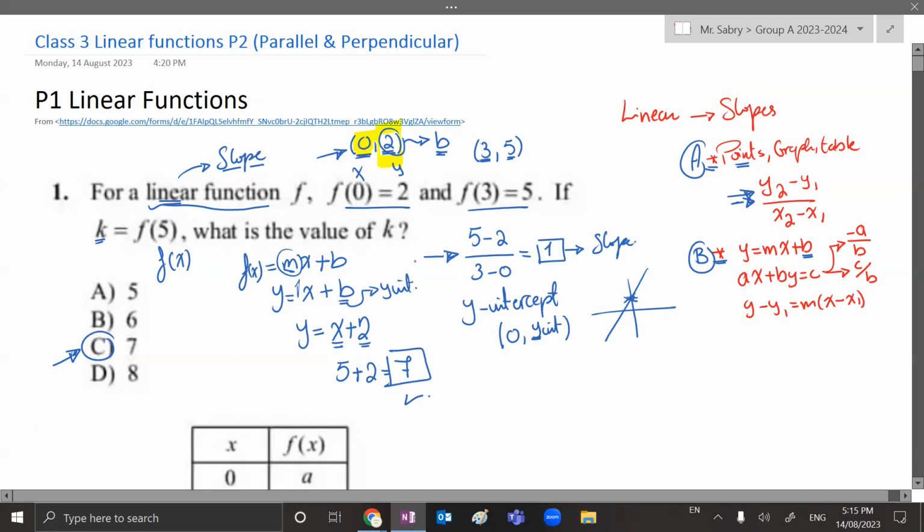Once I did that, I was able to substitute. They need f of 5. I substituted the x with 5 to find f of 5, which got me the answer as 7. So that is the value of k. Does this make sense?